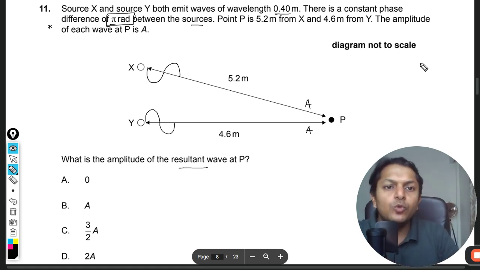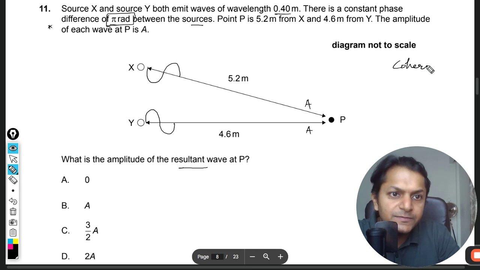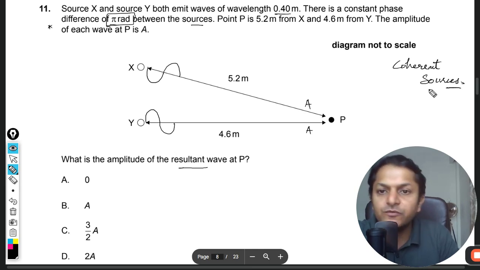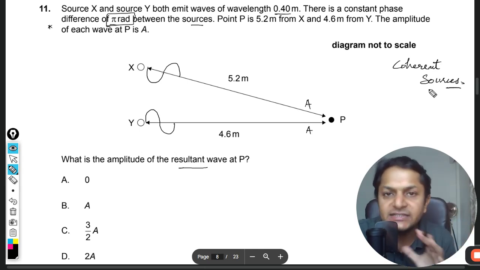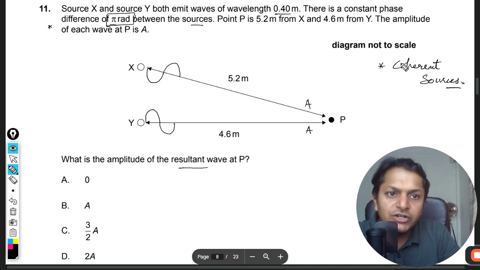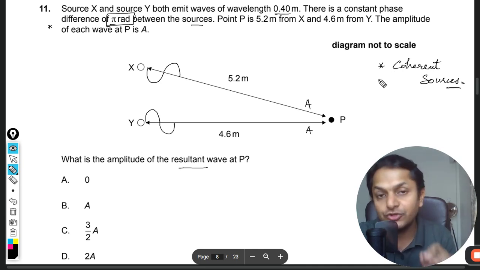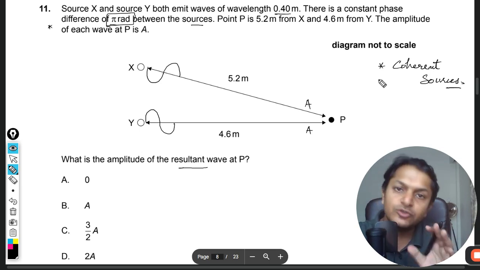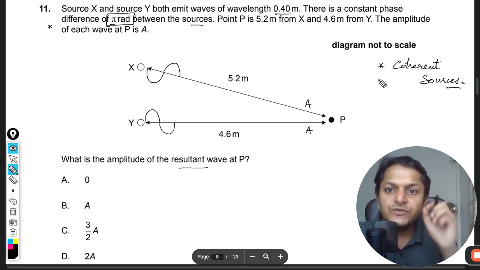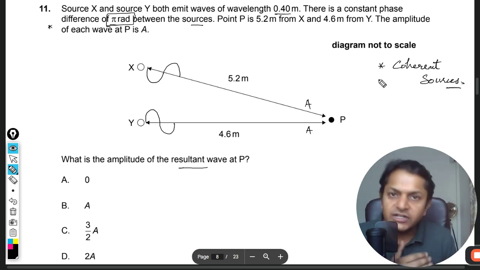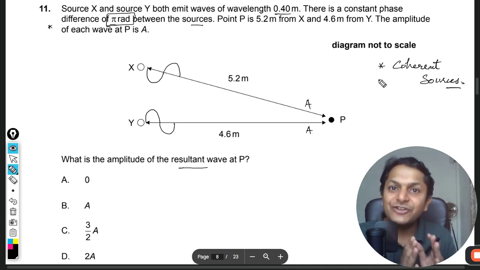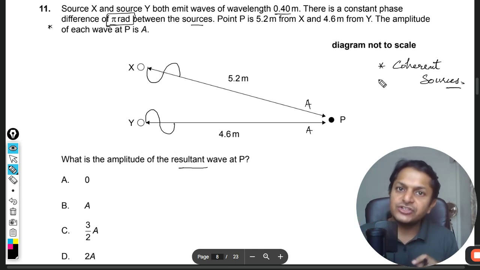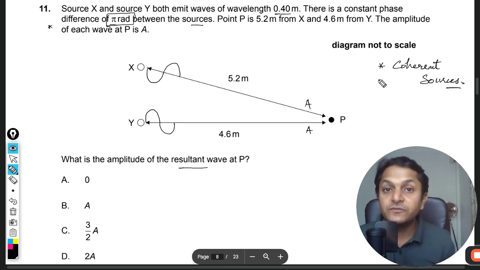Now let me explain what a coherent source is, and whether these two waves, which have a phase difference of pi instead of zero, can undergo interference or not. There is a topic of coherent sources, and IB does ask questions on coherent sources in paper 2 and others. So please listen to this. Two sources having the same wavelength or the same frequency, only those sources can create interference. There are some conditions that have to be fulfilled, otherwise interference will not happen.